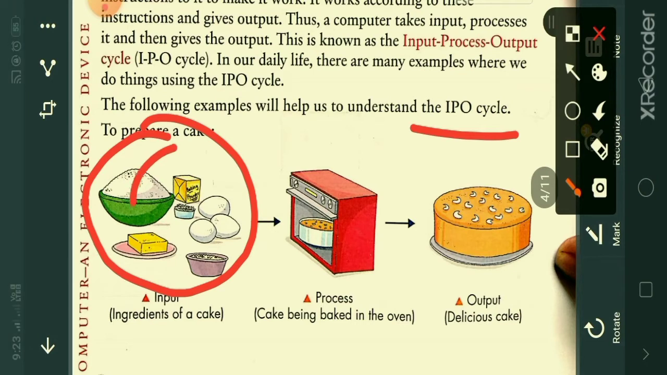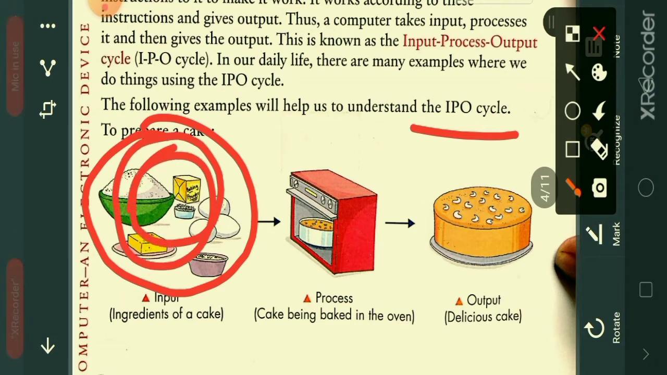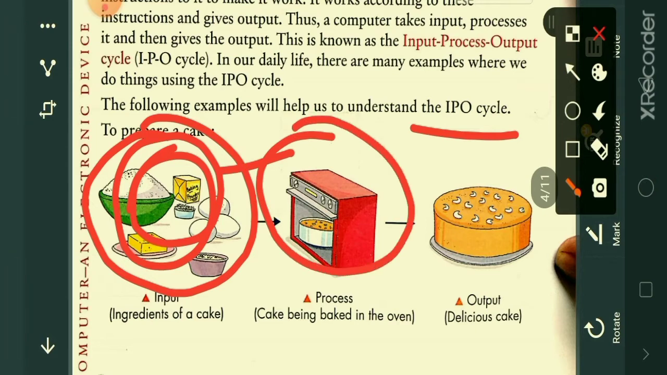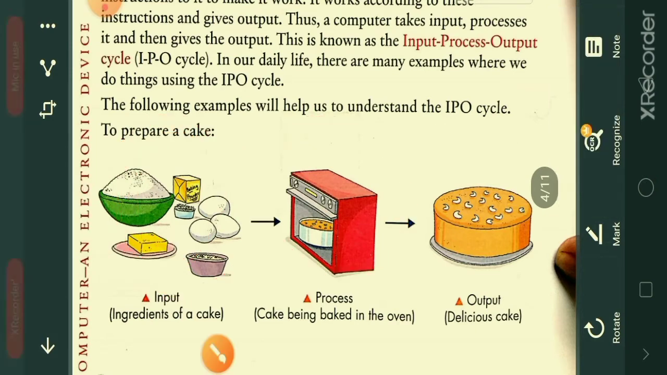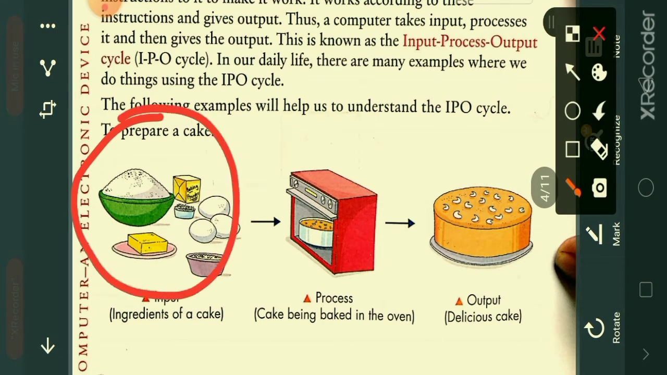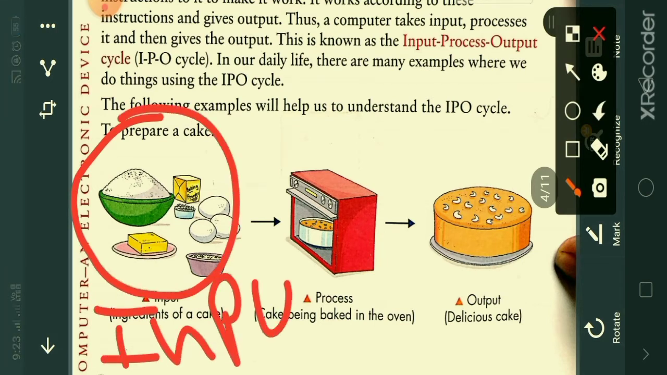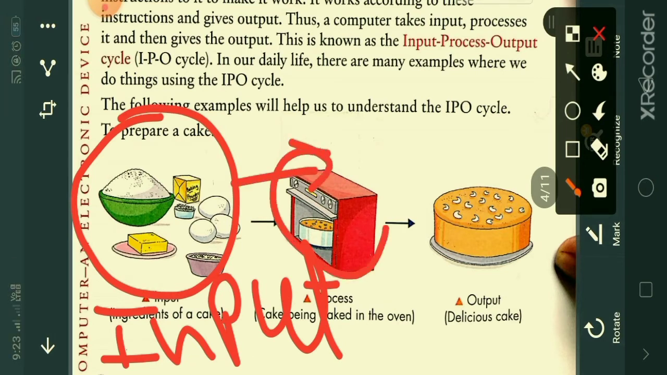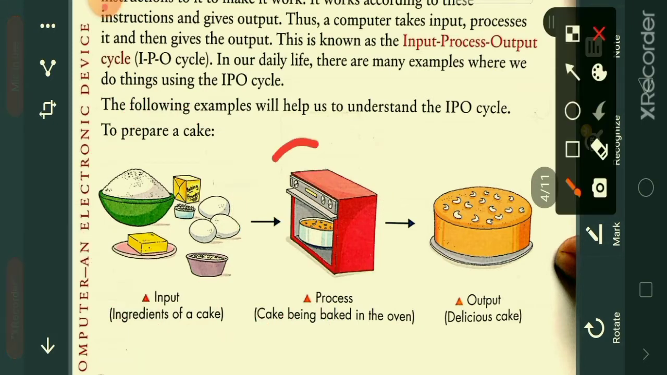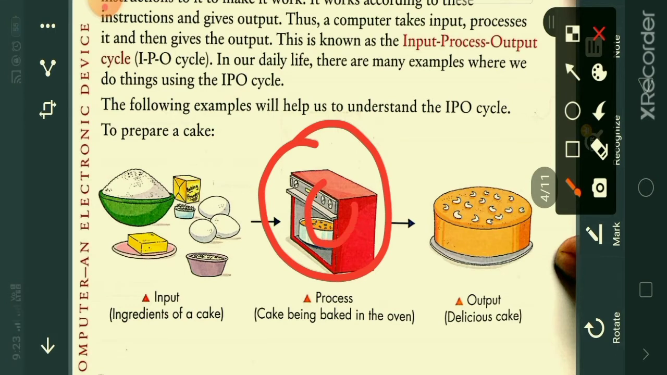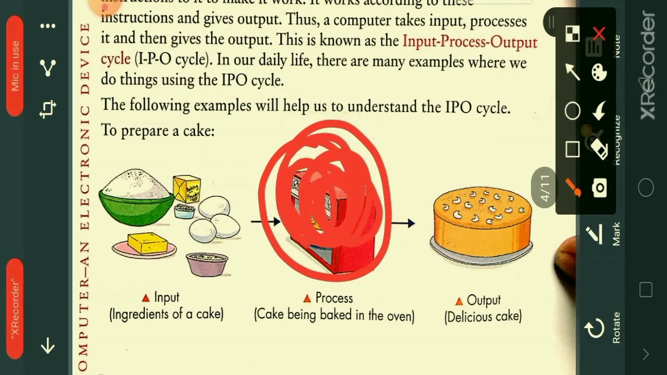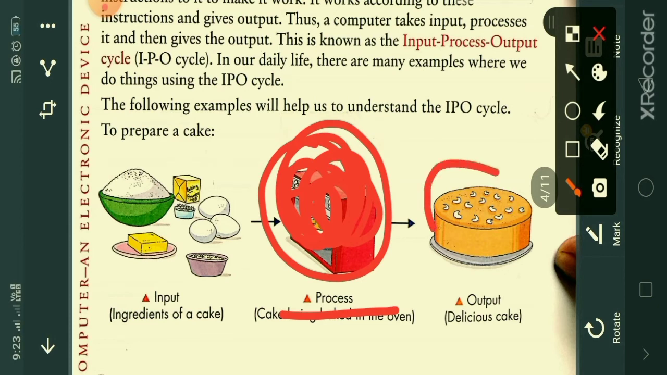We mix all these ingredients first, then we put them into the oven to bake the cake. So the ingredients are the inputs to prepare a cake. Now we put it into the oven to bake it. Once you put it in, it processes, it bakes your cake. So this process, the baking of the cake, is known as the process. Finally you will get the output, that is the delicious cake. It is known as the output.